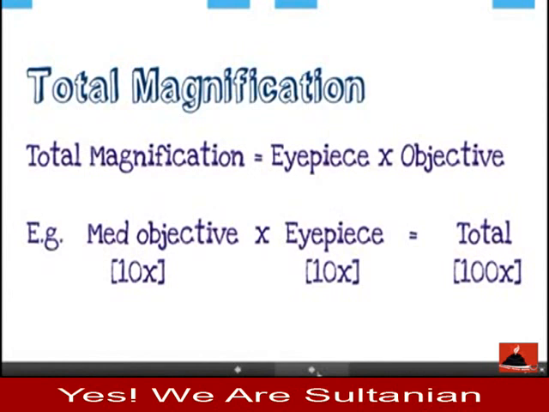So when you're dealing with magnifications, it's essentially always multiplying or dividing. We never add or subtract. It's always a factor, so it's always times by 10 or divided by 10, etc.